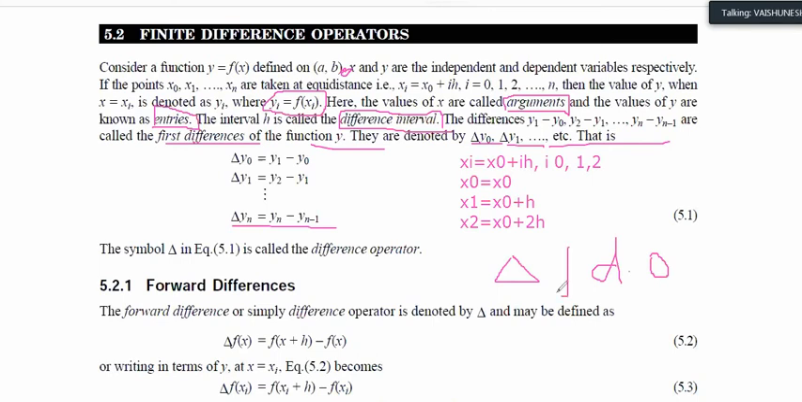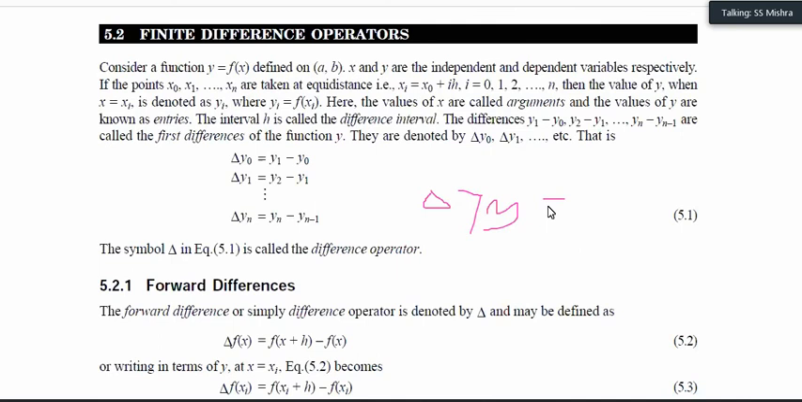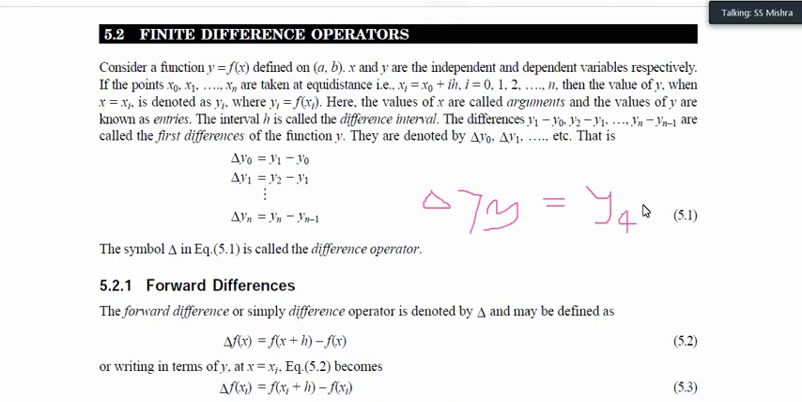This is forward. Here, delta yn should be yn plus 1 minus yn. Here it will be y4 minus y3. What he is saying is that delta yn is talking about yn.